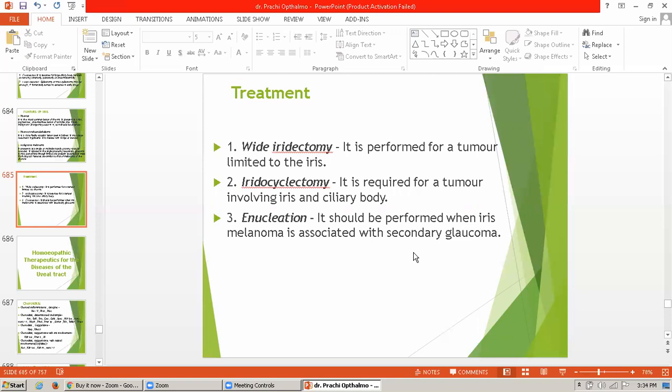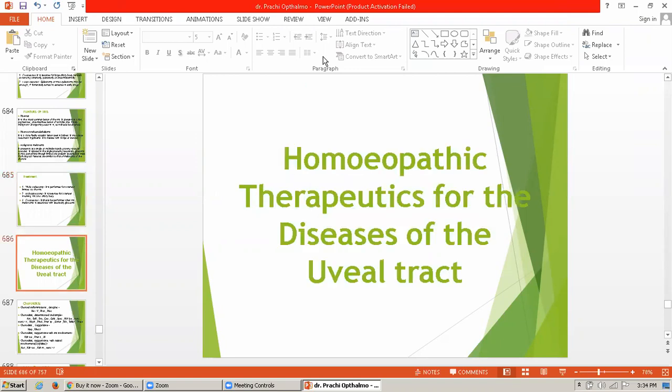So the treatment shows that first, wide iridectomy is performed for tumor limited to the iris. Second, iridocyclectomy is required for the tumor involving the iris and ciliary body. And enucleation is performed when iris melanoma is with secondary glaucoma. So this is all about the tumors of the uveal tract, that is tumors of the choroid, ciliary body and iris.